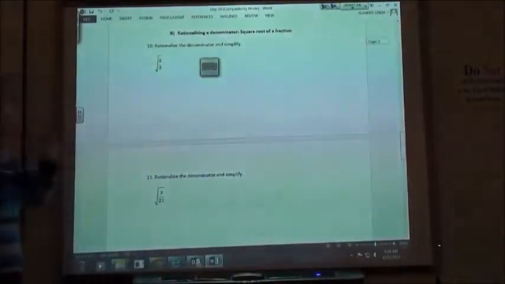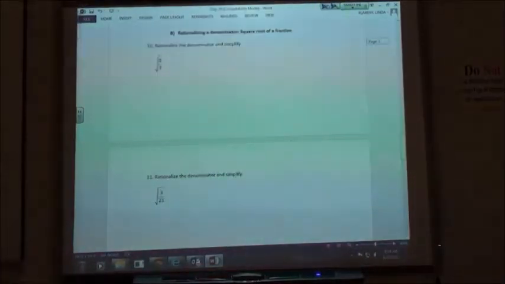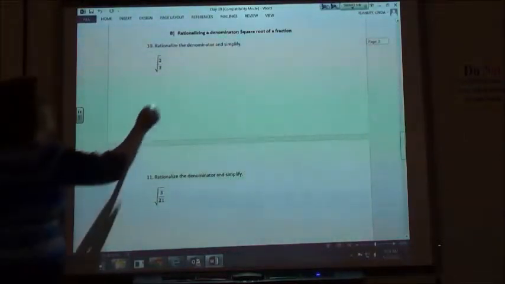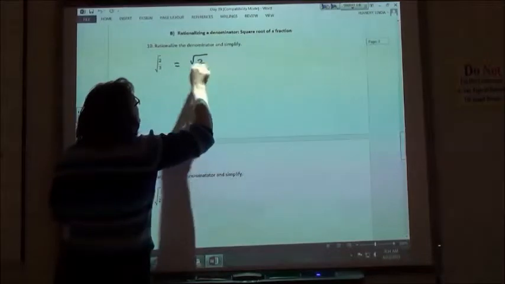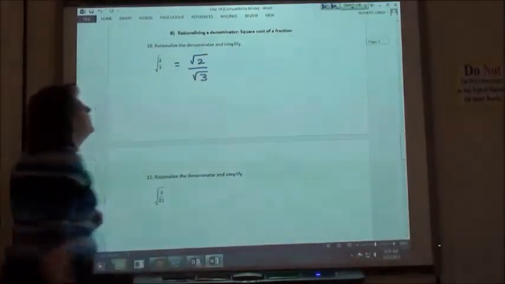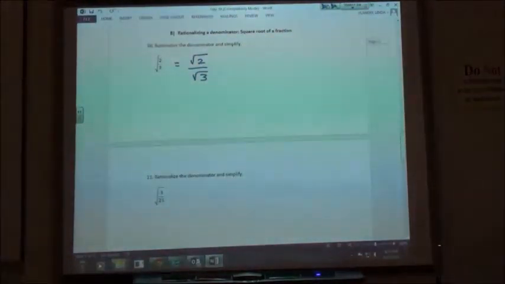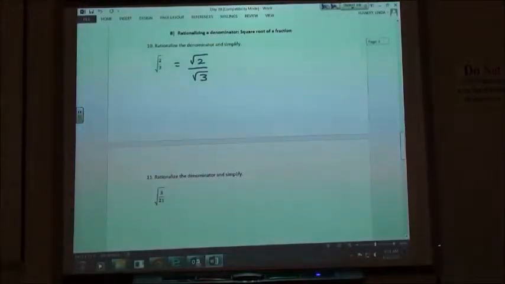10, 11, and 12, we're still rationalizing the denominator. They still want you to know that if it's under one big square root, I could put them both under a square root and say this is the same thing as the square root of 2 over the square root of 3. Again, we can't reduce that down, so we want to rationalize the denominator by doing what?